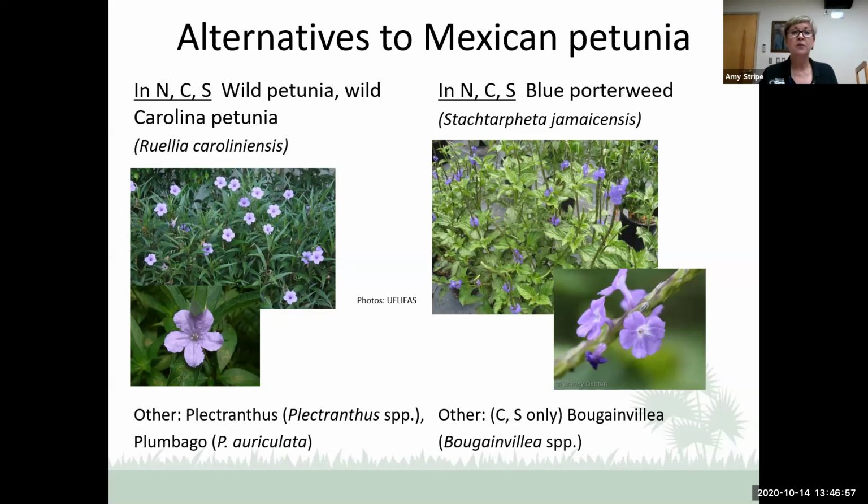Other non-native alternatives for Mexican petunia would be Plectranthus. That includes the Mona Lavender, which likes shadier conditions. Plumbago is another beautiful shrub that puts on a lavendery purple flower. Another alternative would be bougainvillea, only in Central and South Florida, of course. Bougainvillea comes in a number of different colors. Good alternative if you're looking for color in your landscape, which is what people want when they put in Mexican petunia. Any one of these is a good alternative.